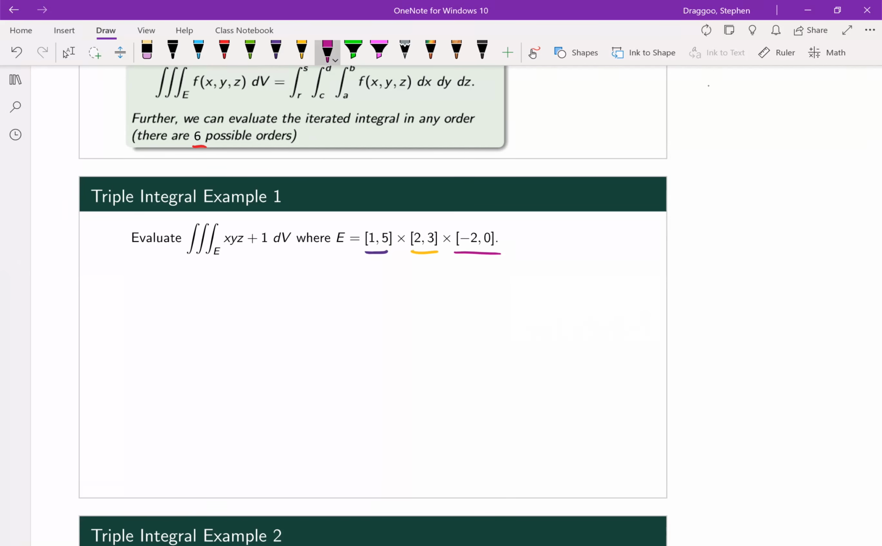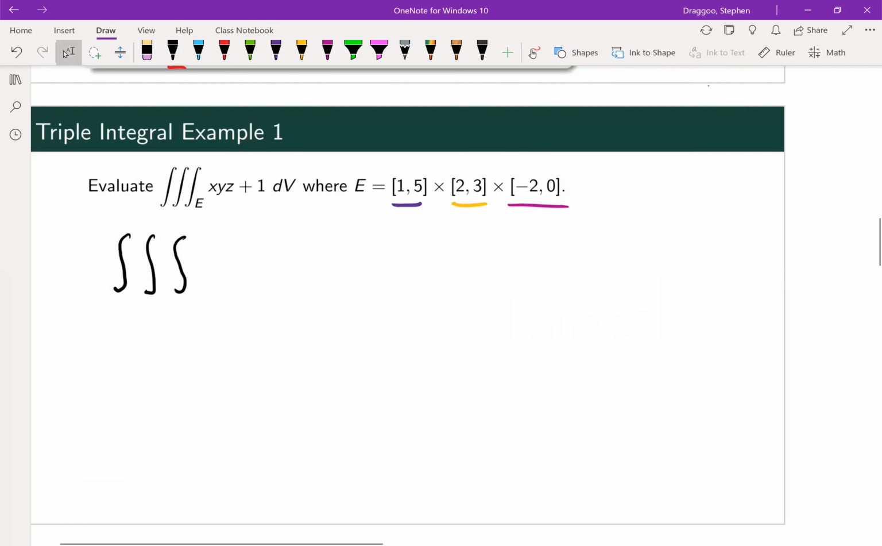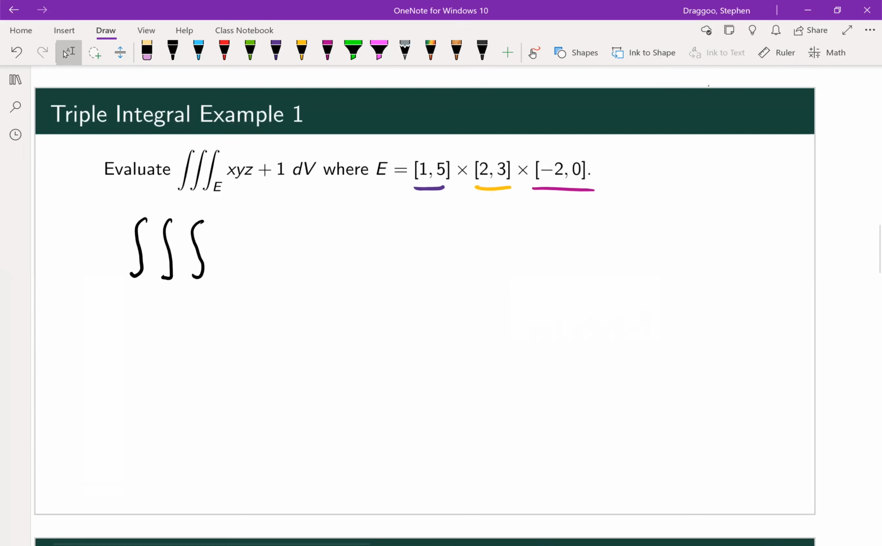So if we set up that iterated integral, let's actually zoom in a bit here. We still have xyz plus 1 hanging out in the middle, but we'll go from 1 to 5 on the x values. We'll go from 2 to 3 on the y values, and from -2 to 0 on the z values.